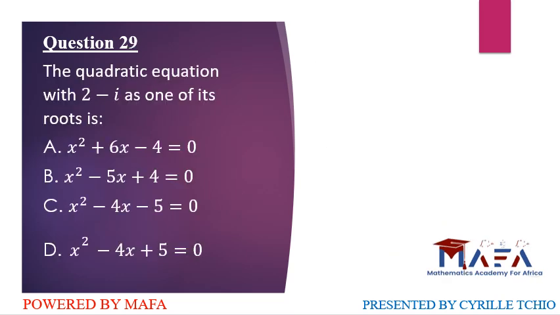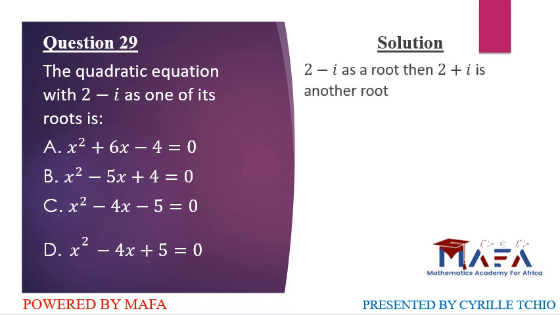Question 29. The quadratic equation with 2 minus i as one of its roots is, if we know that 2 minus i is a root, then its conjugate 2 plus i is another root. For every equation, it's always like that. If you have a complex number as a root, then the conjugate of that complex number is another root of the same equation. So here you just go directly by x squared minus the sum of roots times x plus the product of roots is equal to 0.